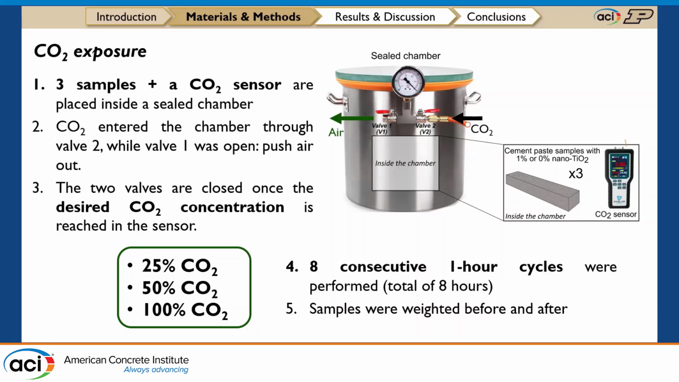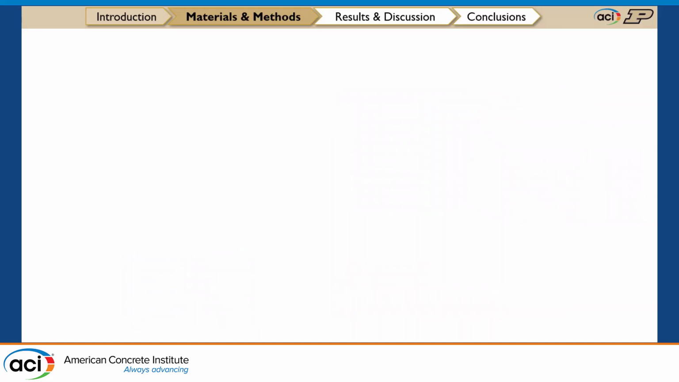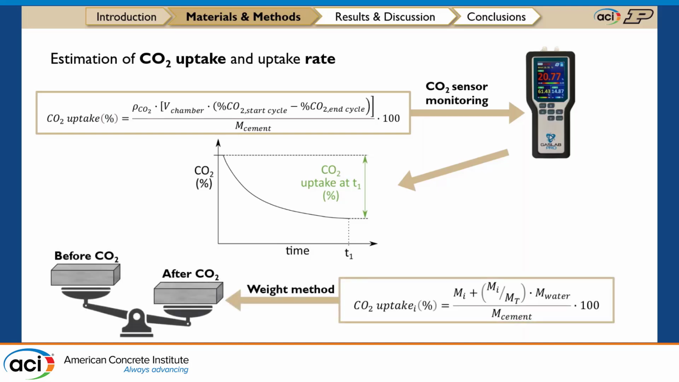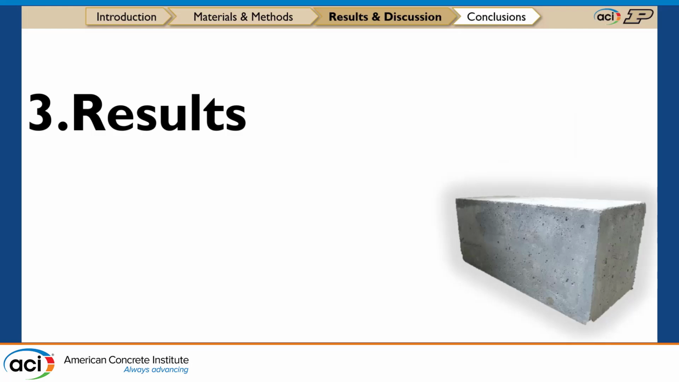After that, we tested for 8 consecutive 1-hour cycles, so a total of 8 hours of CO2 exposure, and we weighed the samples before and after. And in order to estimate the CO2 uptake and uptake rate, we did 2 main methods. First, we used the sensor that we placed inside, and we call this method CO2 sensor monitoring. We basically took the concentration at the beginning and at the end of each cycle and calculated the difference of that. And with the other method, we used the weight method, which basically accounts for the increasing weight due to carbonation because of the creation of calcium carbonates.